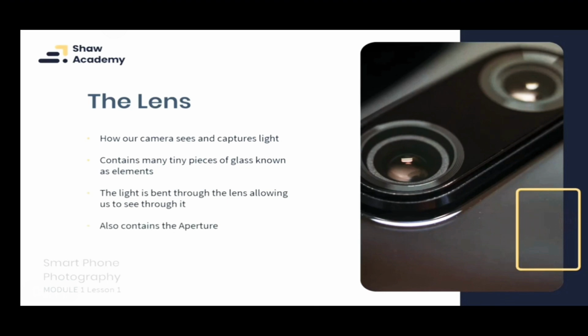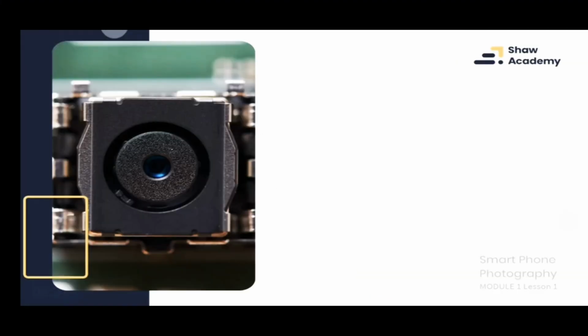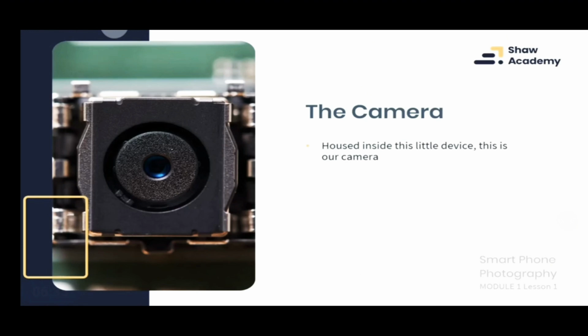It also contains a very important component known as our aperture, which controls the volume of light that is coming in through the lens. Again, something we're going to be speaking a lot about throughout this course. Now, when we put it together, it's all housed in this tiny little device within our phones, and this is indeed our camera. It's a huge amount of technology in a tiny little bit of space.